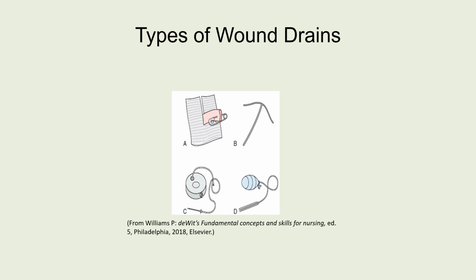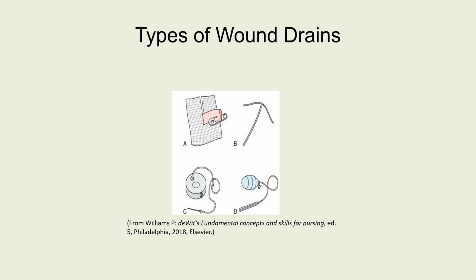So here's different types of drains. The first one, A at the top, is a Penrose drain. B is a T-tube drain. You can see the T, how it makes a T. C is a closed wound suction device or a Hemovac. And then D is a bulb reservoir or JP drain, Jackson Pratt drain. That's what they look like.